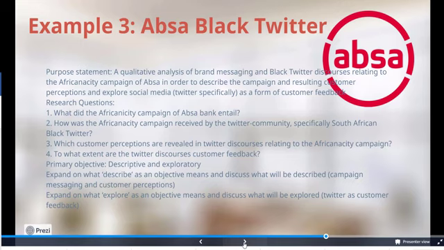Then, which customer perceptions are revealed in Twitter discourses relating to the Africanacity campaign? That is a more exploratory type of question. And then, to what extent are the Twitter discourses customer feedback? So there are 2 objectives here, as you heard me mention, exploratory and descriptive. So it will be important for you, if you do 2 objectives like this, to show what is exploratory in it and what are the descriptive parts of it.